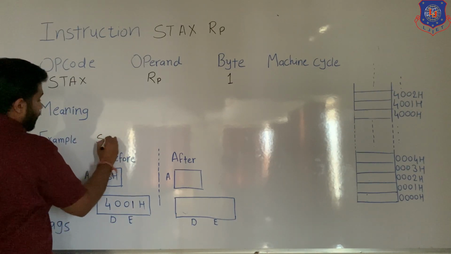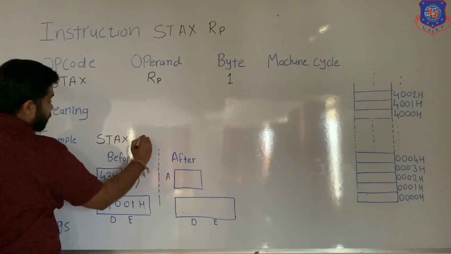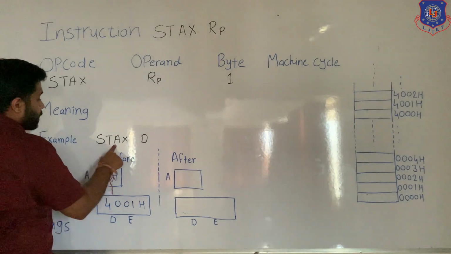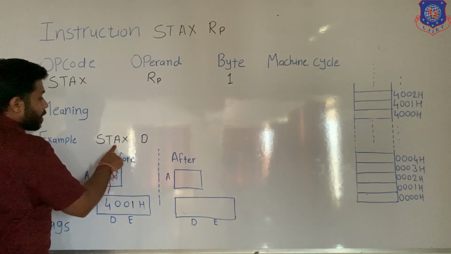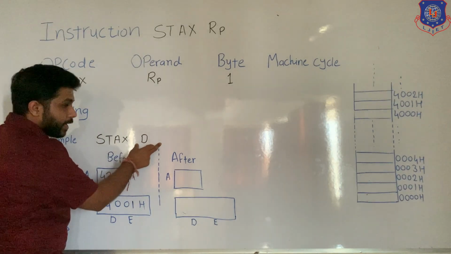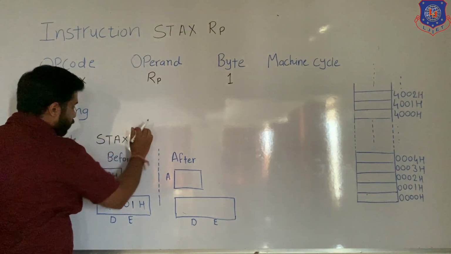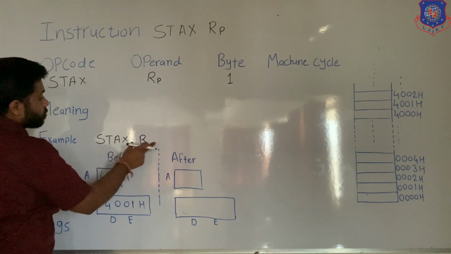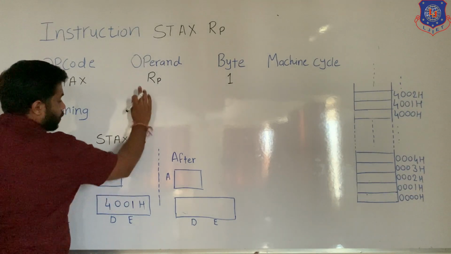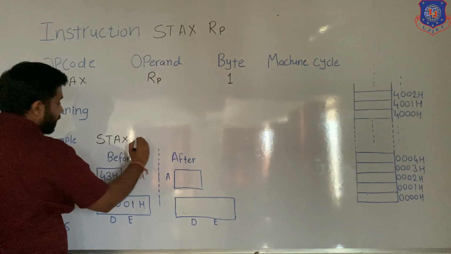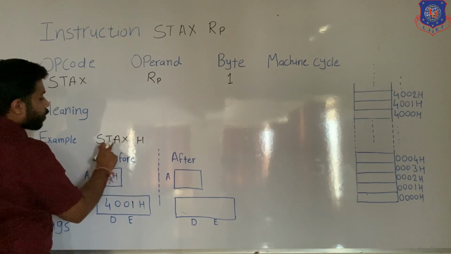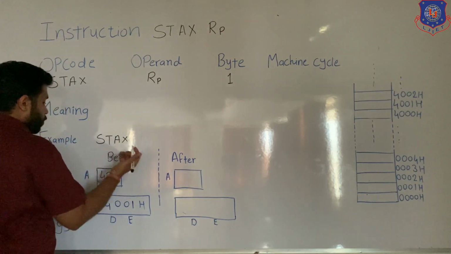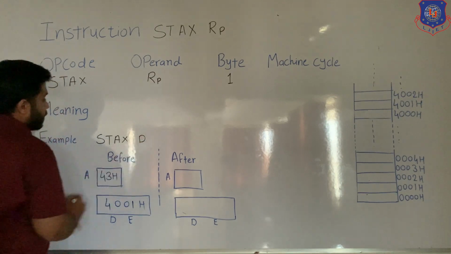Suppose the example is STAX D. STAX D means store data from accumulator to the memory location specified in the DE pair. If we write STAX B, it means store data from accumulator to the memory location specified in the BC pair. Or you can also write STAX H. It means store data from accumulator to the memory location specified in the HL pair. Right now, we are taking one example, STAX D.